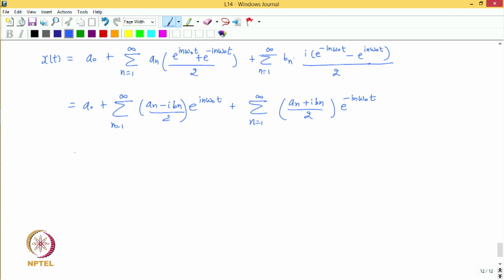Now let us represent a naught by c naught. The first coefficient we call c n, multiplying e to the power i n omega naught t, with n from 1 to infinity. The second coefficient is nothing but c n star, the complex conjugate of c n, multiplying e to the power minus i n omega naught t.